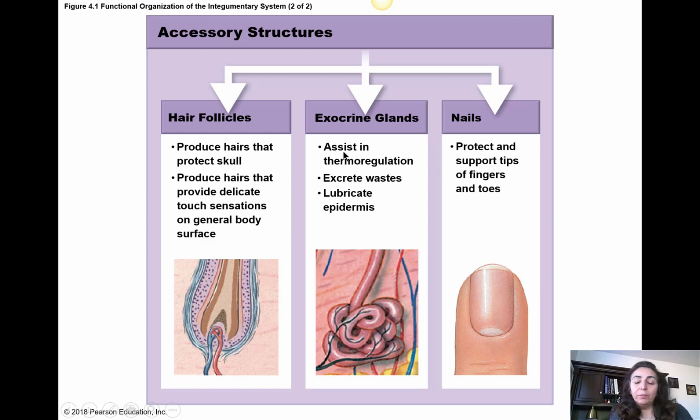And exocrine glands that assist in thermoregulation, for example, sweat glands, which expel waste. Again, sweat glands, and glands that lubricate the epidermis, like for example sebaceous glands, and the other ones. We're going to talk more about these in more detail. And finally, nails that protect and support the tips of fingers and toes, right?